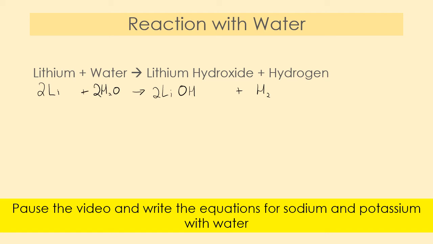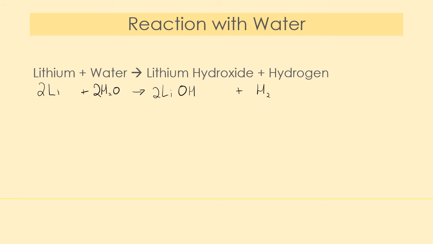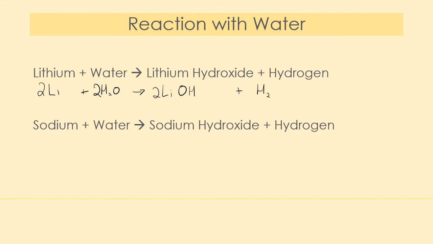You should have now written your equations. We're going to have a look at our answers. So sodium plus water makes sodium hydroxide and hydrogen. Our balanced symbol equation is 2Na, Na being the symbol for sodium, plus 2H2O will make 2NaOH, so 2 lots of sodium hydroxide, plus hydrogen, H2.